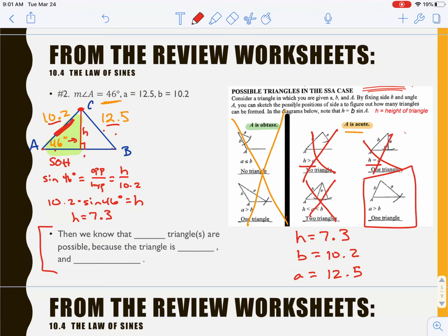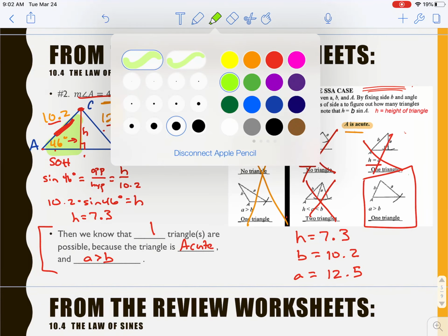So how am I going to write this? Well, given all this information up there, we know that one triangle is possible because the angle is acute and A is greater than B. So basically just take the bits of information that you see here.